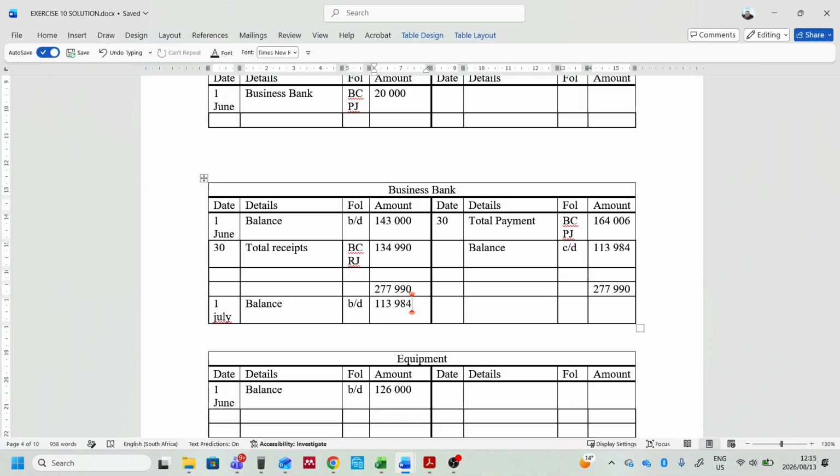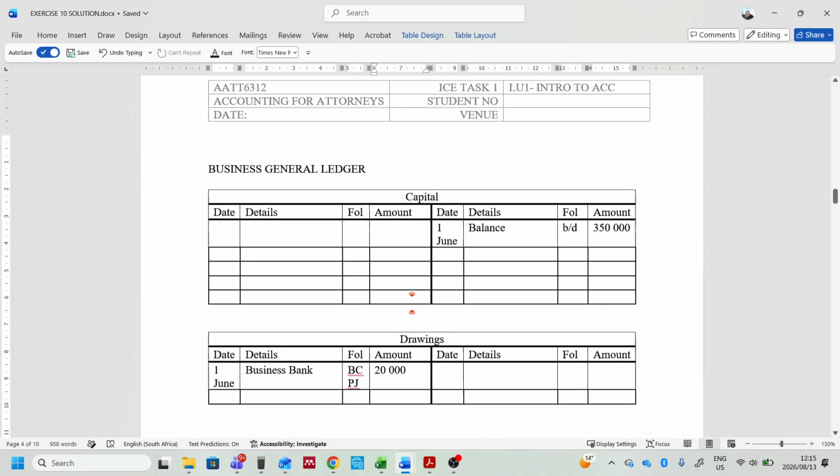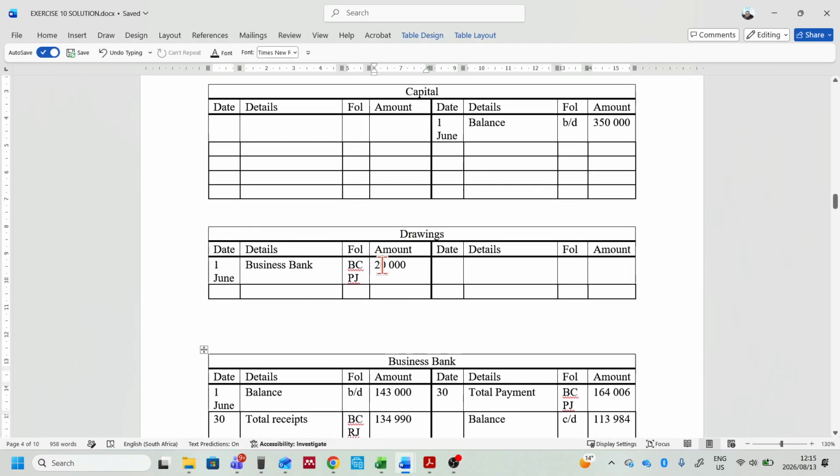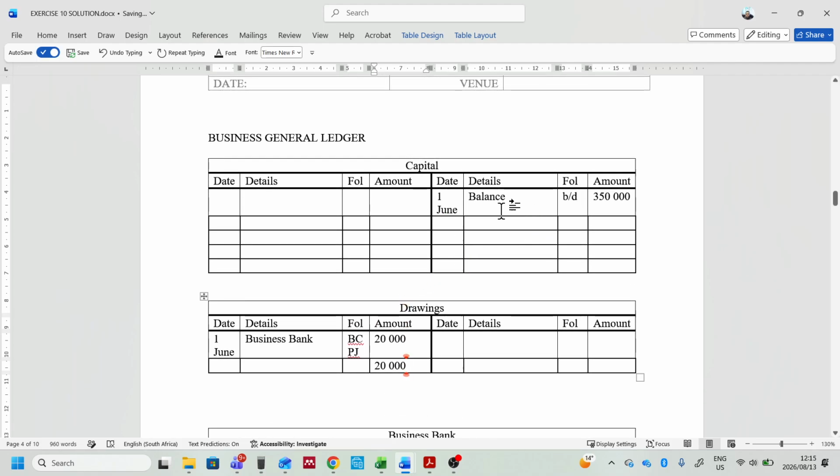In our previous session, we said that you only balance capital account, assets account, and liabilities account. Your income and expense account, they are what? Totaled off. For example, over here, this is an expense account. So we just come and say what? The total is 20,000. This is a capital account. So we just come here and say what? 350,000.